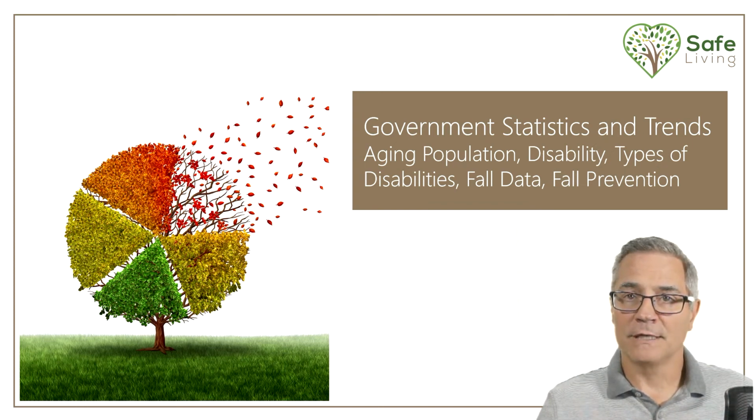Today we're going to be covering government statistics and trends as it relates to the aging population, disability, types of disability, fall data, fall prevention. And the main reason for talking about this, as I mentioned in the previous video, is when we look at how we're going to modify our house and whether we're going to be reactive versus proactive. It's understanding this type of data that should give us a foundation and an understanding of why it is so important to start planning and making changes to our home so that we can make it safe for anybody entering our home. So let's begin.